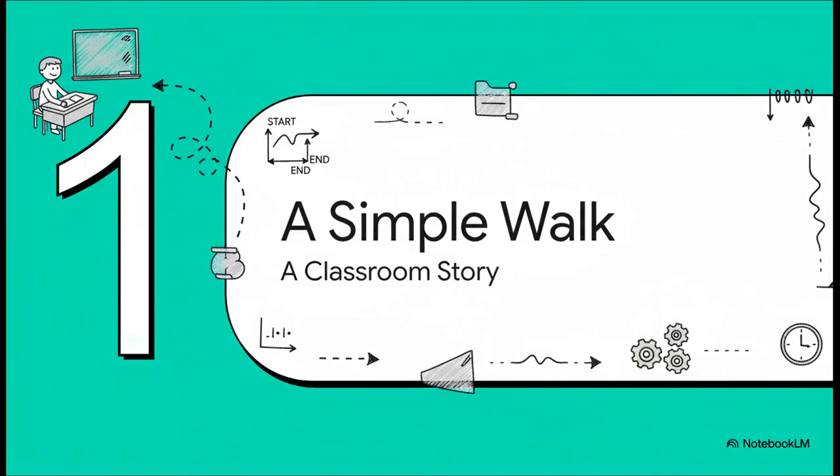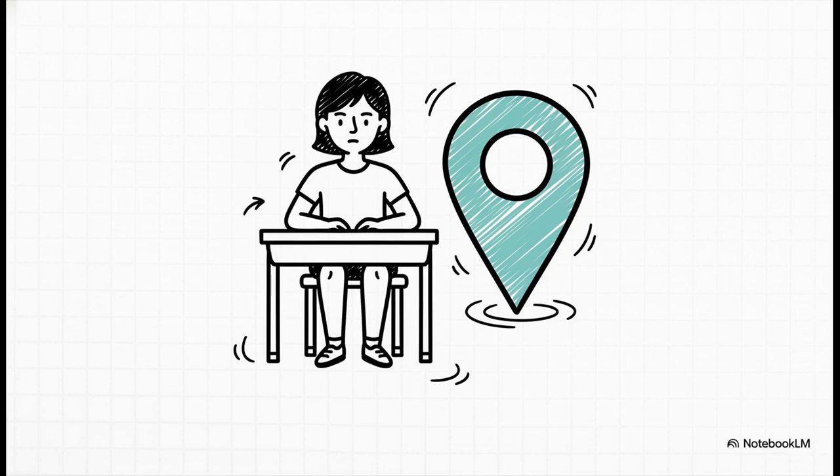Okay, so instead of just throwing a bunch of equations at you, let's start with a simple story. Think of it as a little puzzle, set right inside a classroom, that'll help us see how physicists really think about motion. So picture this. We have a student, and they're just sitting at their desk. This desk is their home base, their starting point. For now, they're perfectly still.